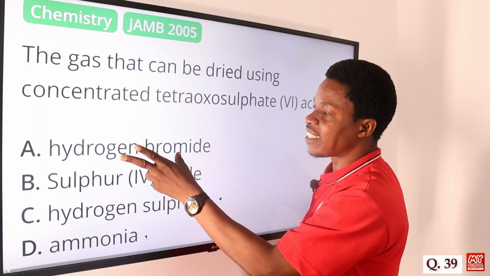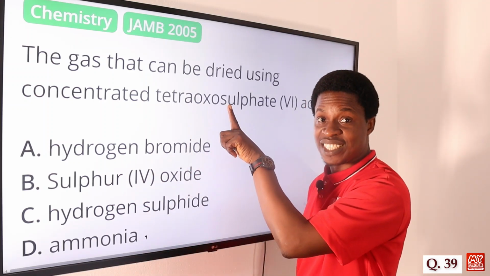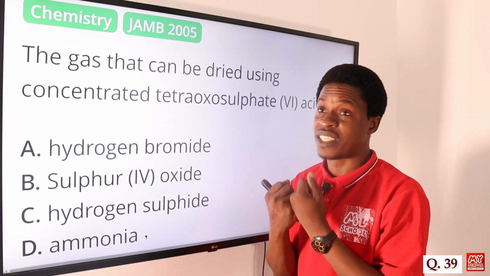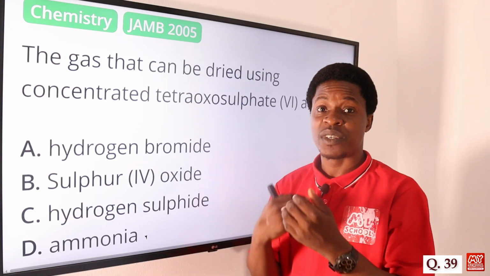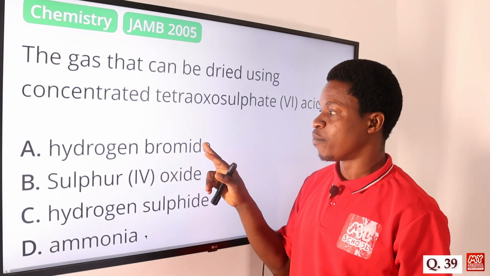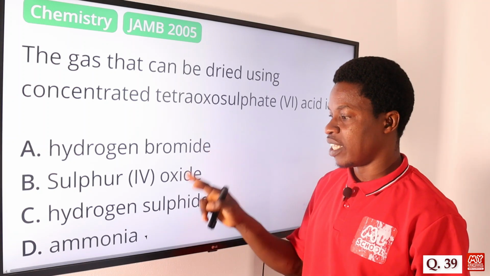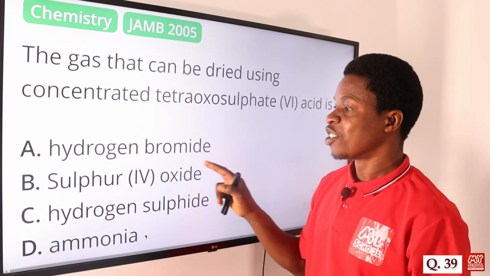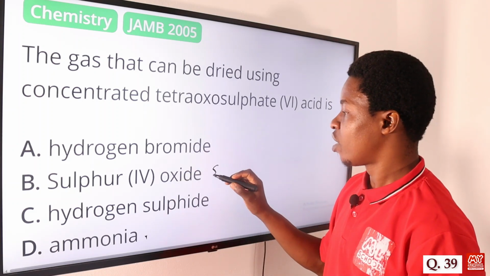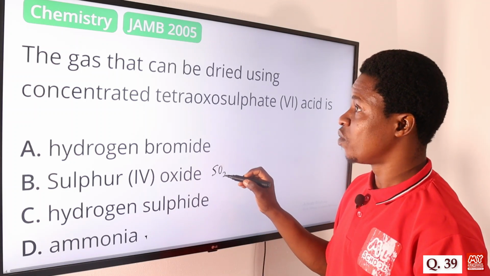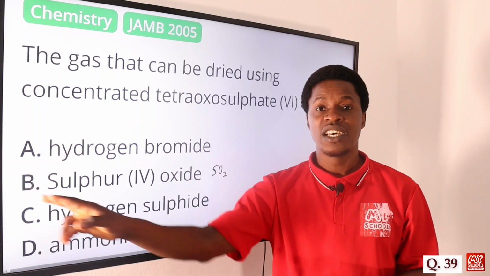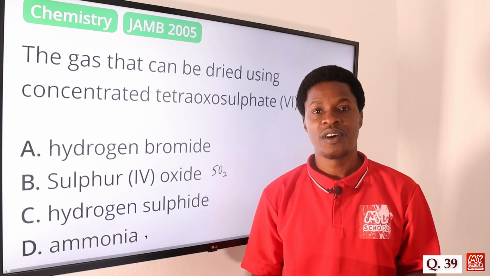They are eliminated. So we are left with hydrogen bromide and sulfur oxide. Now the issue is that hydrogen bromide can react with tetraoxosulfate VI acid, and then instead of drying up the moisture present in that gas, it reacts with it and forms SO3. So hydrogen bromide has a limitation here. Now we have sulfur oxide among these options. It's the best option. That's SO2. Yes, SO2 is the gas that can be dried using concentrated tetraoxosulfate VI acid. So the correct answer is option B, sulfur oxide.